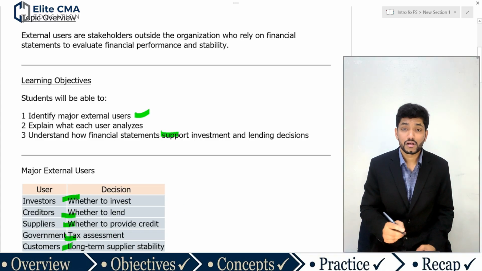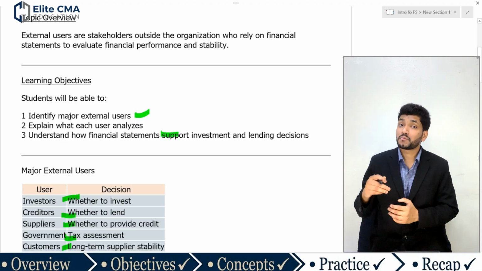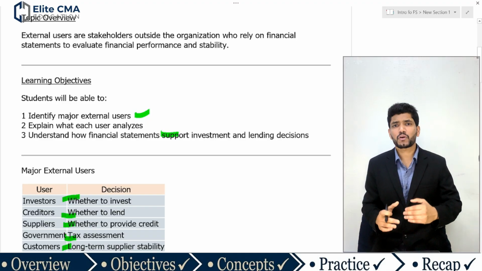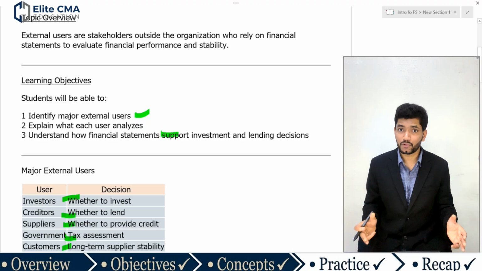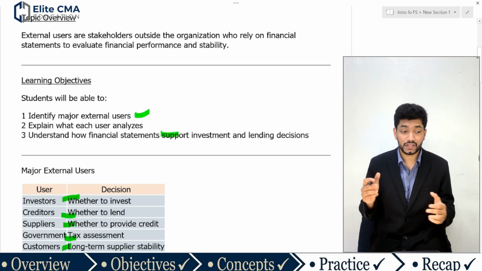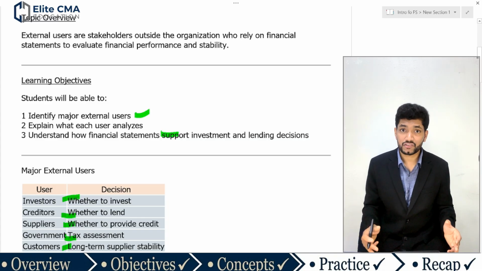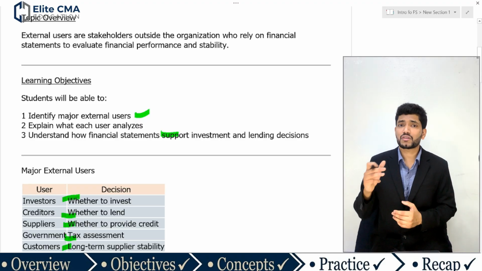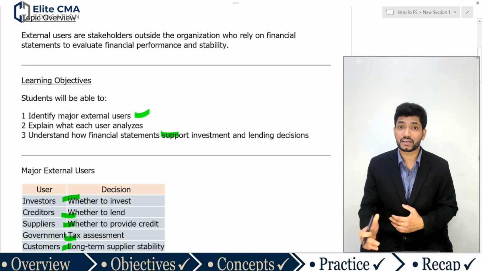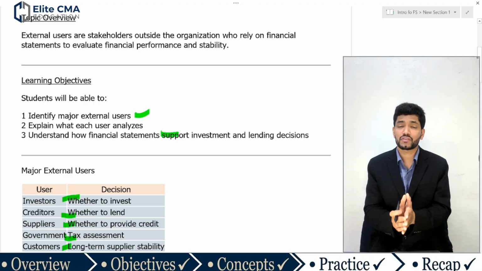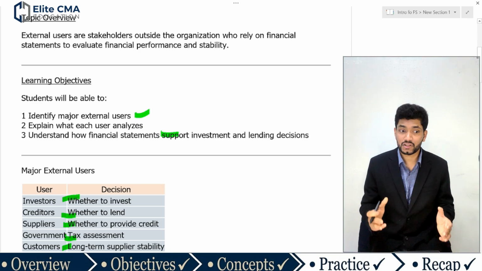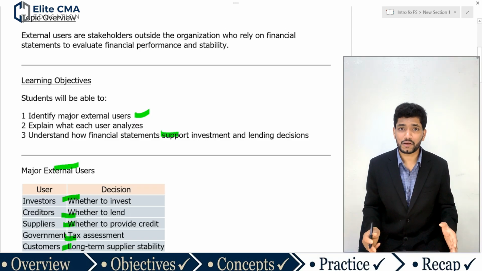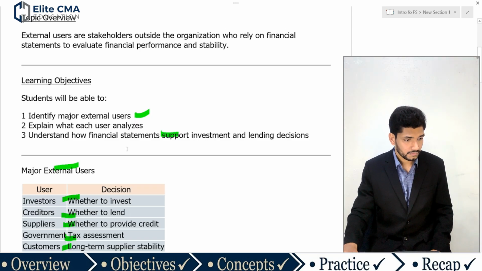Then the customers. From the point of view of a customer, some customers need a long-term supply contract with a supplier. To provide such contracts and support, the supplier definitely should be financially stable, and its performance should be good. So the customers are looking into long-term supply stability and how they can support their business by providing continuous, uninterrupted supply. So these are the key external users of the financial statements.